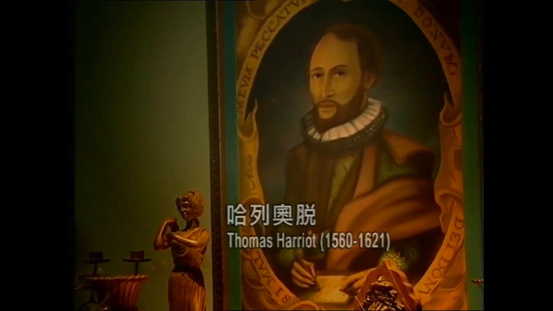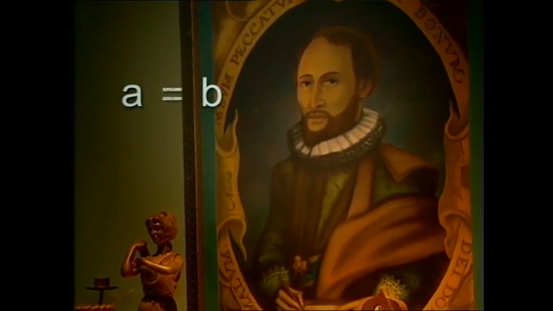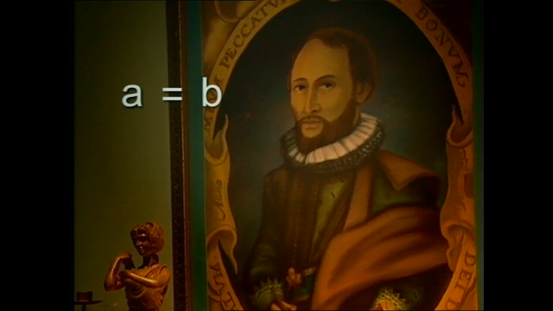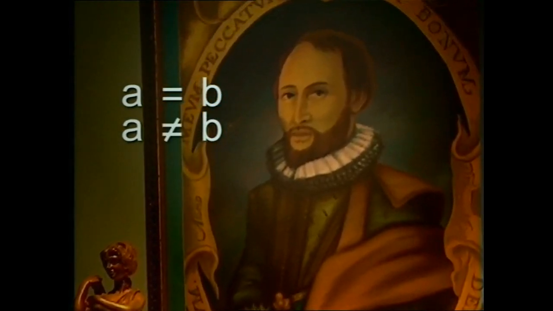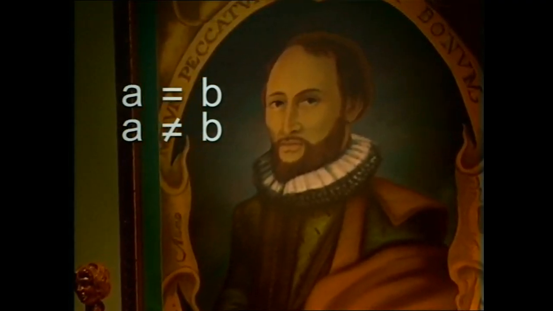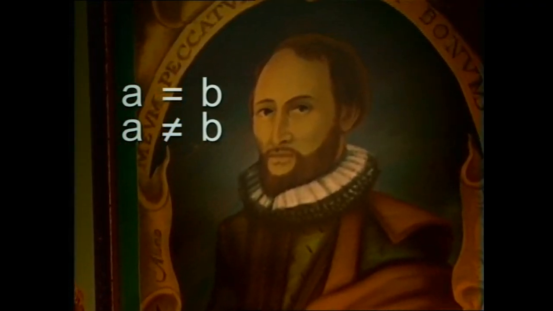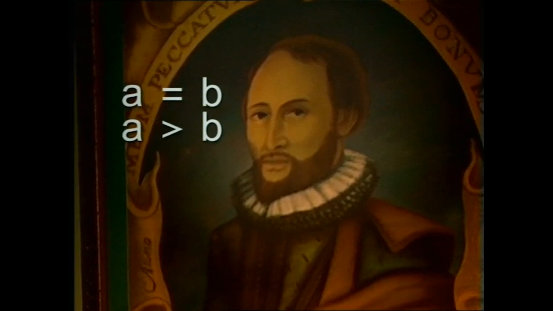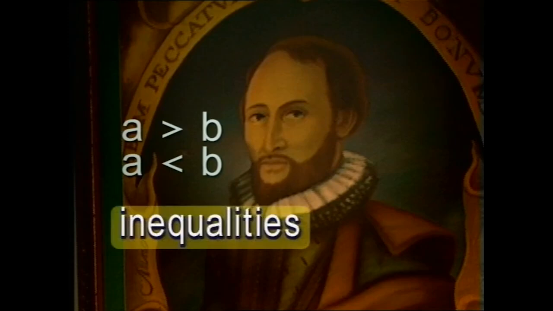That's right. For any 2 values, A and B, their relationship may be that they are of the same value. That is, A equals B. Otherwise, they are not equal. That is, A is not equal to B. If A is not equal to B, then it may be that A is greater than B, or that A is less than B. A is greater than B, A is less than B. These 2 relationships are called inequalities.